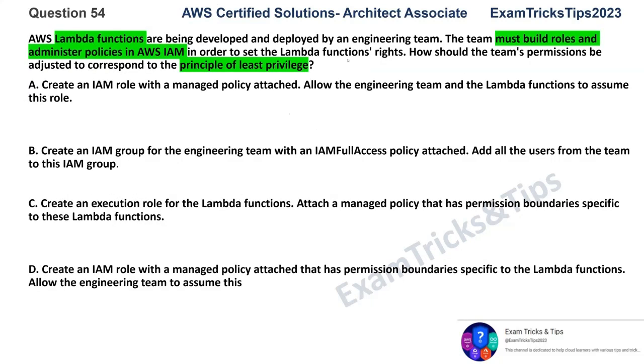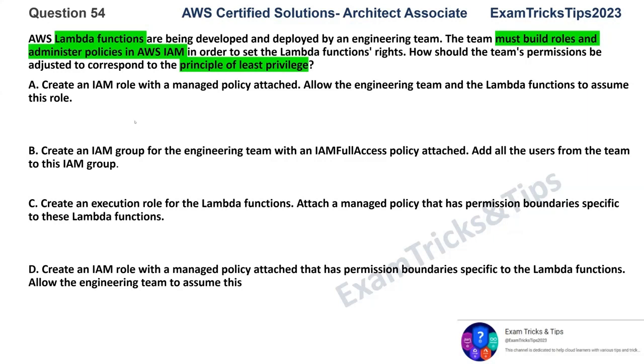So we have a Lambda function here. The team wants to build roles and administer policy in order to set Lambda function rights. And we need to conform to least privilege. Least privilege means do not give anything more than there is a need or requirement for, and always go for the minimal number of options. Do not go overboard and give administrator, root or power user access to the resource or the AWS service that we are talking about. So with that in mind, let's jump into the options.